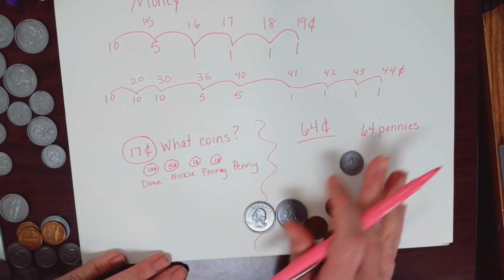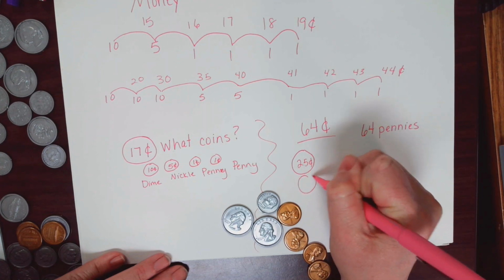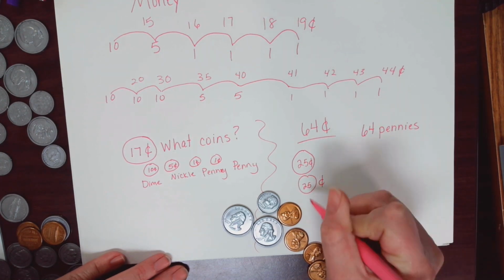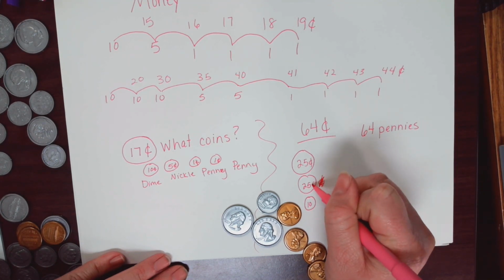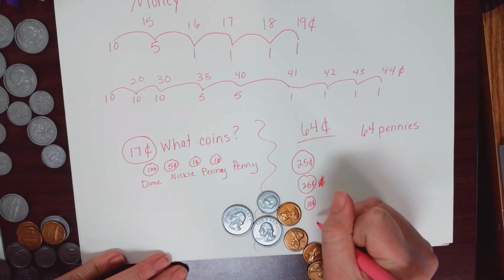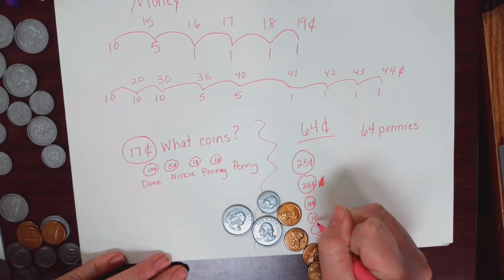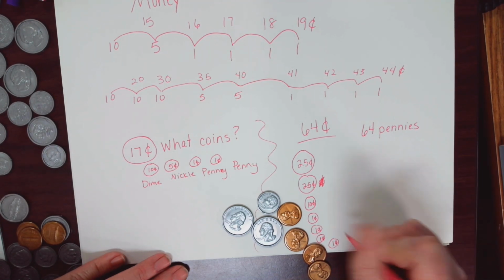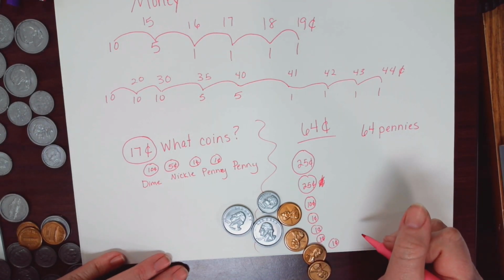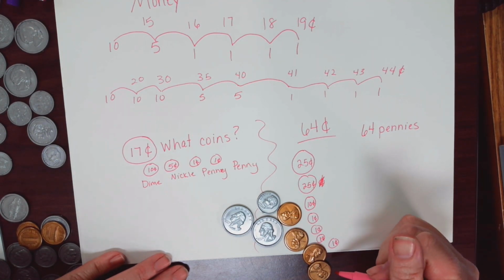So I could do 25 cents, 25 cents, 10 cents, and then 4 cents. When you are drawing these, you cannot put 4 cents in a circle like this because the circles are representing coins. And you don't have a 4-cent coin. You don't have a 64-cent coin. You have to use the coins as they are.